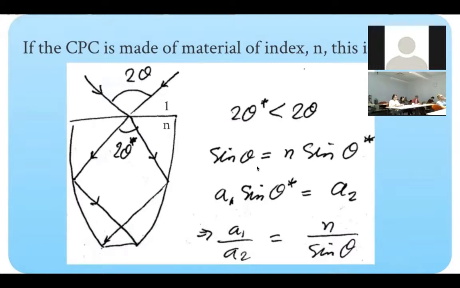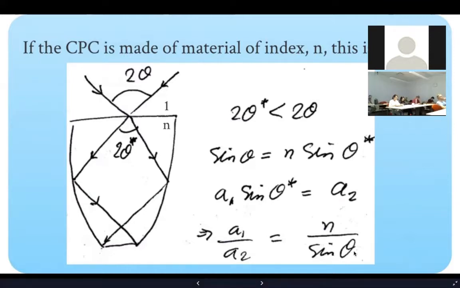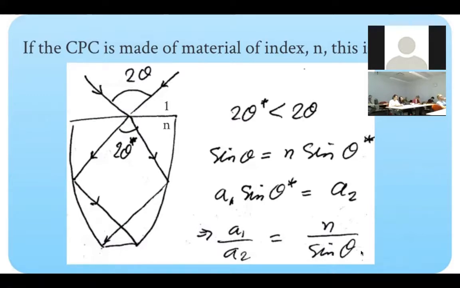Now you can easily write this. Sine theta is n times sine theta star from Snell's law. And we know that A1 over A2 is 1 over sine theta star, because that's the angle inside the CPC, which we derived before. Now we can simply write sine theta star as 1 over n times sine theta, so A1 over A2 becomes n over sine theta. So we can also prove this from simple geometrical optics as well.